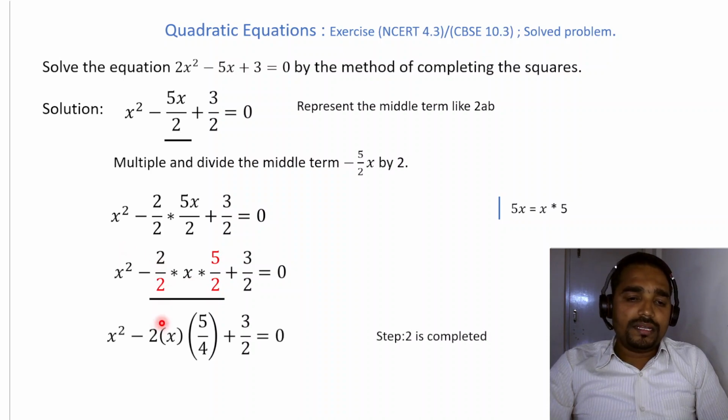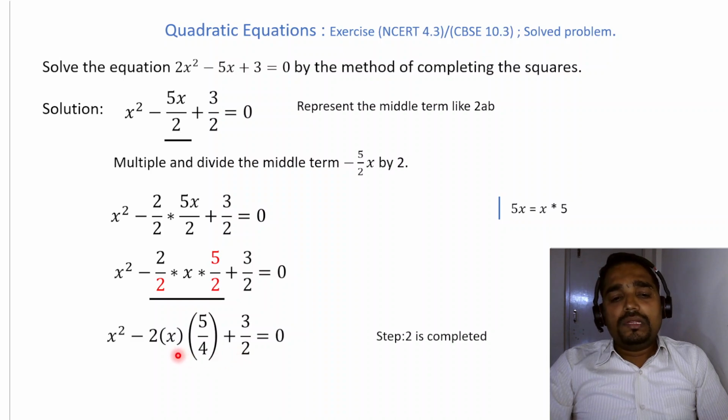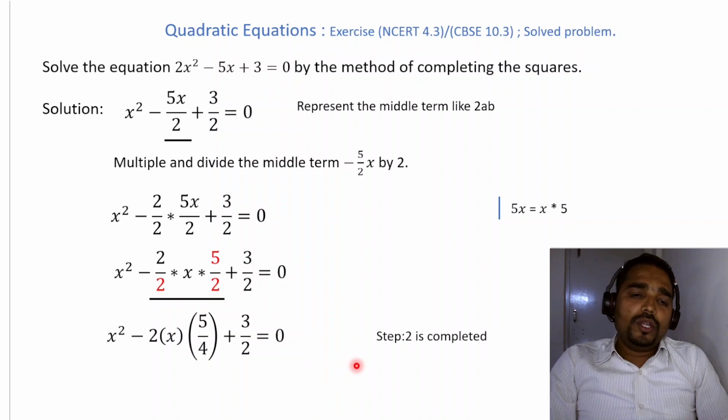That is what we are seeing here. So 2 as it is, x as it is, other terms 5 in the numerator, in denominator 2 multiplied by 2 would be becoming 5 by 4, plus the third term constant is as it is. Now this completes the step number 2, that is expression in the form of 2ab.